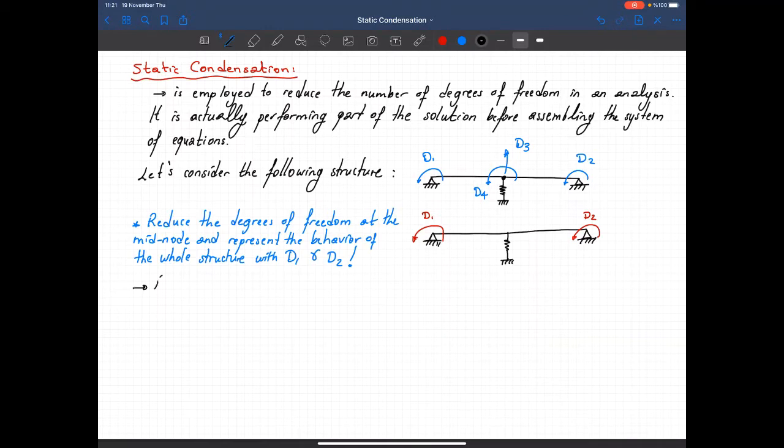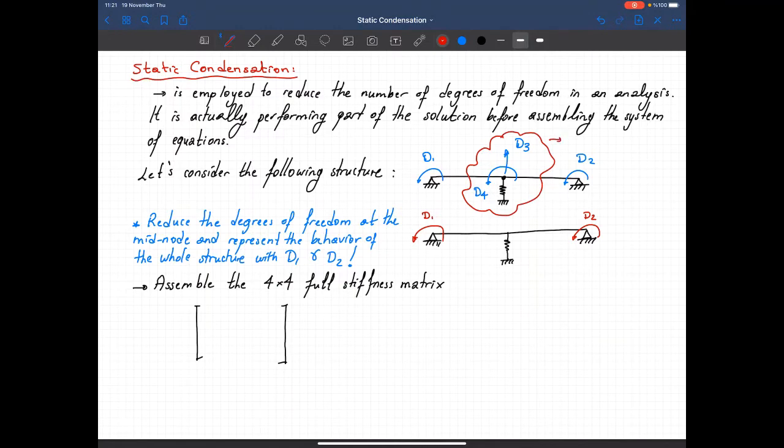First step, assemble the full stiffness matrix. Four by four full stiffness matrix. Okay, so in that case, I will have a 4 by 4 matrix, and let's label these. I want to condense out these two degrees of freedom, to be condensed out, and I want to represent it with C. Okay, and this one and this one I want to retain them.